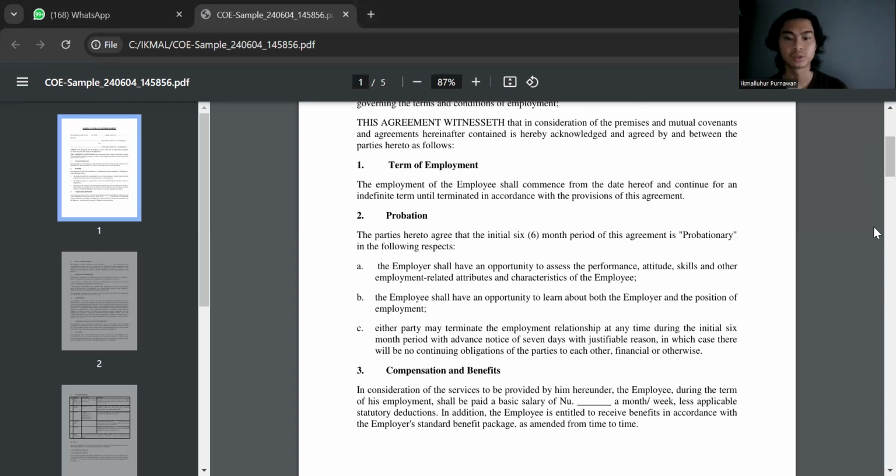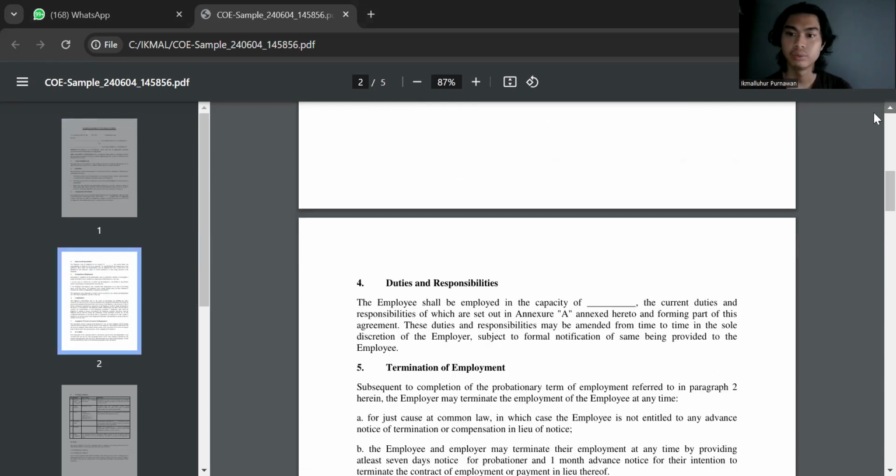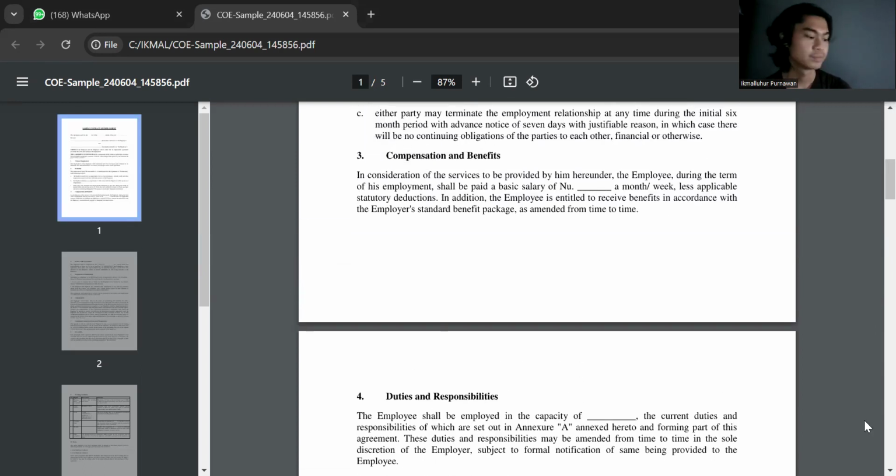The next part is about compensation and benefits. In consideration of the services to be provided hereunder, the employee during the term of his employment shall be paid a basic salary of a number a month or a week, less applicable statutory deductions. In addition, the employee is entitled to receive benefits in accordance with the employer's standard benefit package as amended from time to time. So it basically talks about wages, salary.